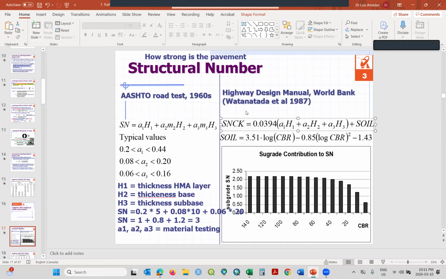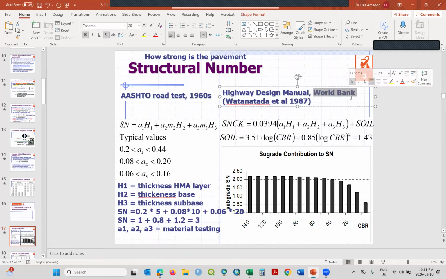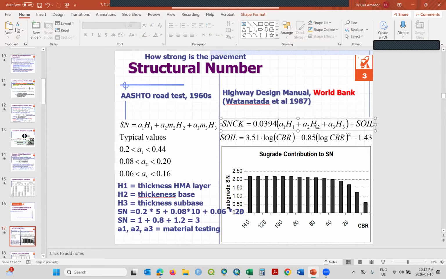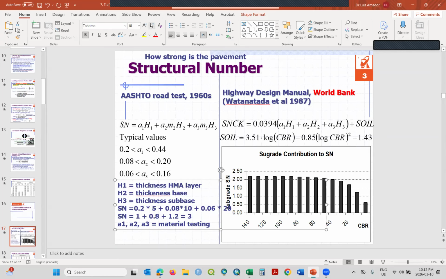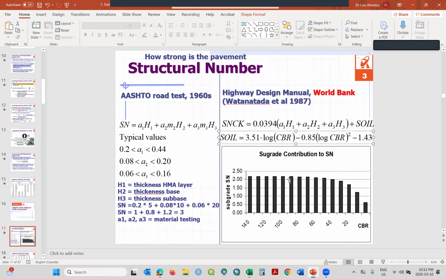There are other structural numbers in the literature. For example, the World Bank established a structural number that is a modified version of the one we just saw before. And this one used the bearing capacity of the soil. The subgrade soil is considered in these calculations. So I'm not going to make a full example, but you can see here the equation. And the equation uses the CBR values, the California bearing ratio, to estimate the bearing capacity of the soil.